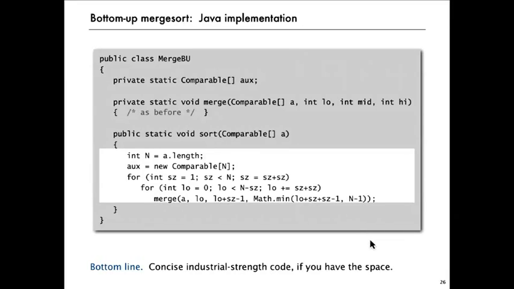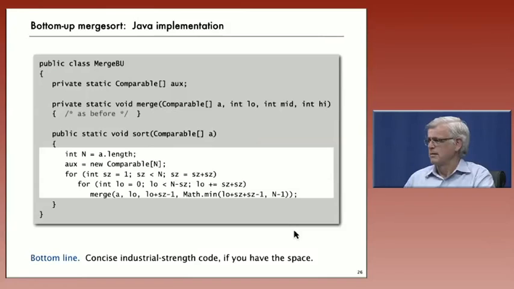That is a fully complete industrial strength code for sorting. The only downside, as with regular merge sort, is that it uses extra space proportional to the size of the array. But otherwise, that's a fine method for merging. That's bottom-up merge sort.